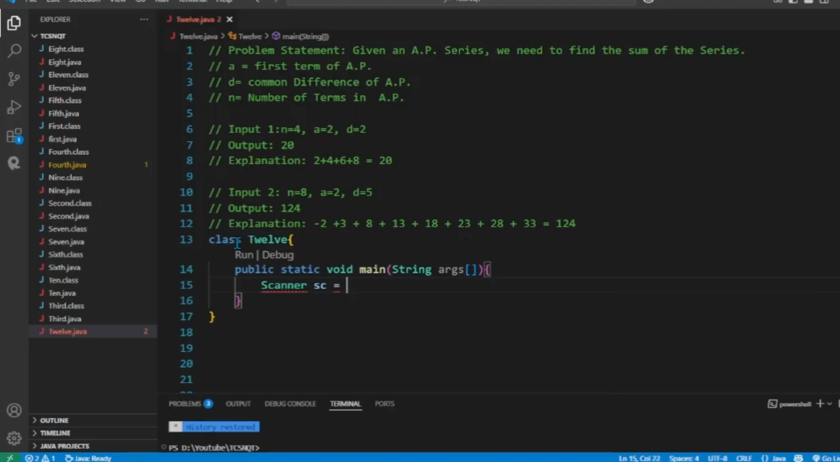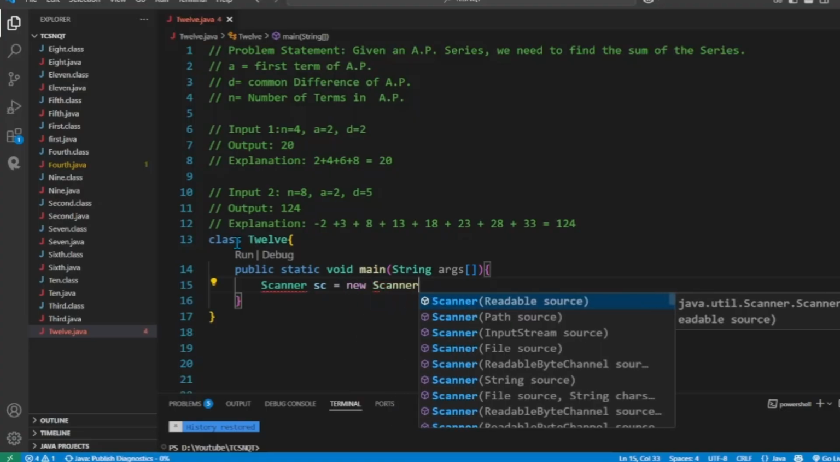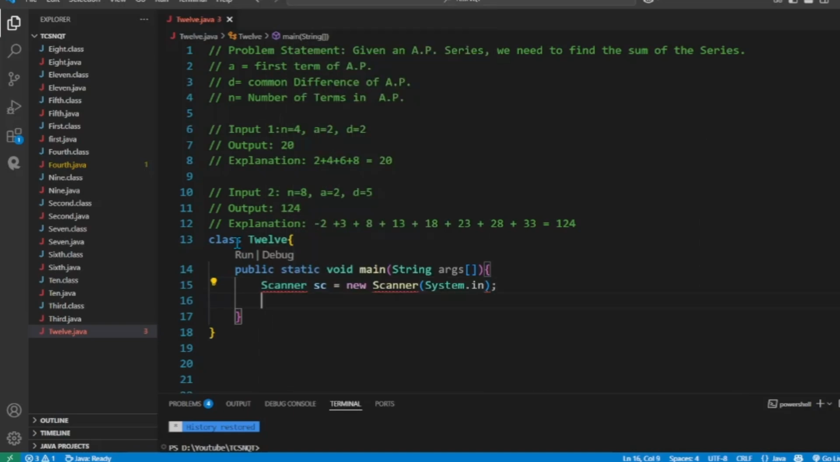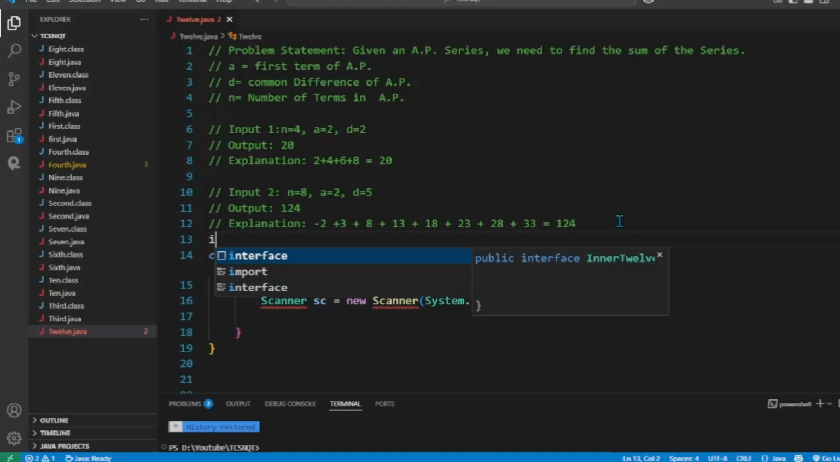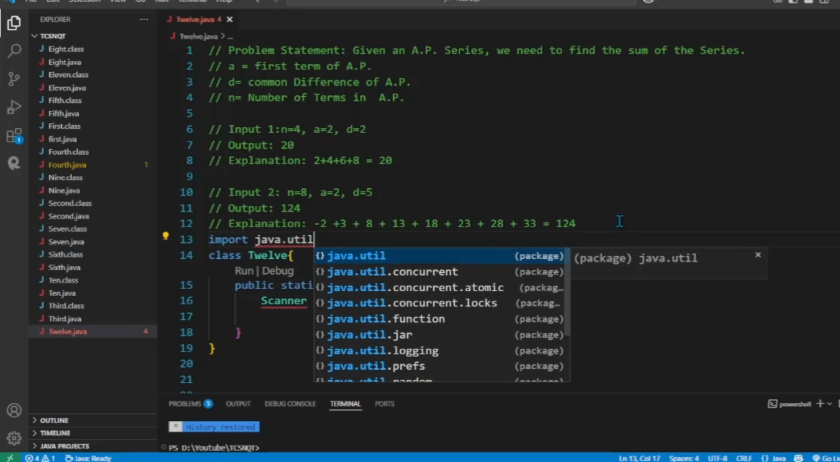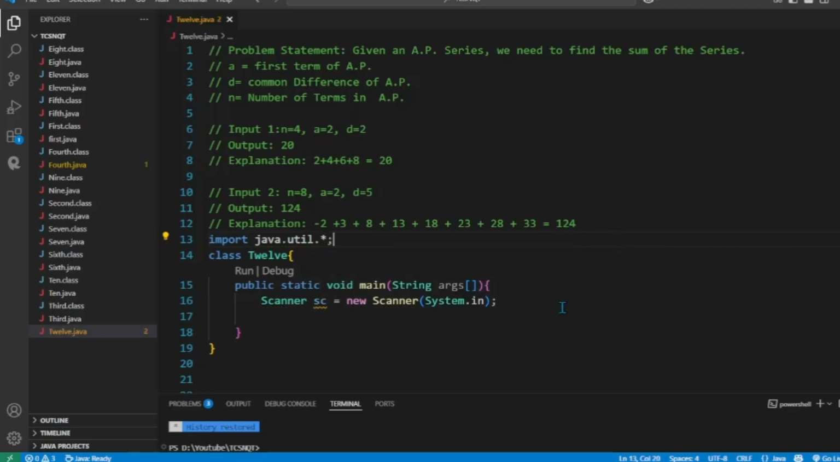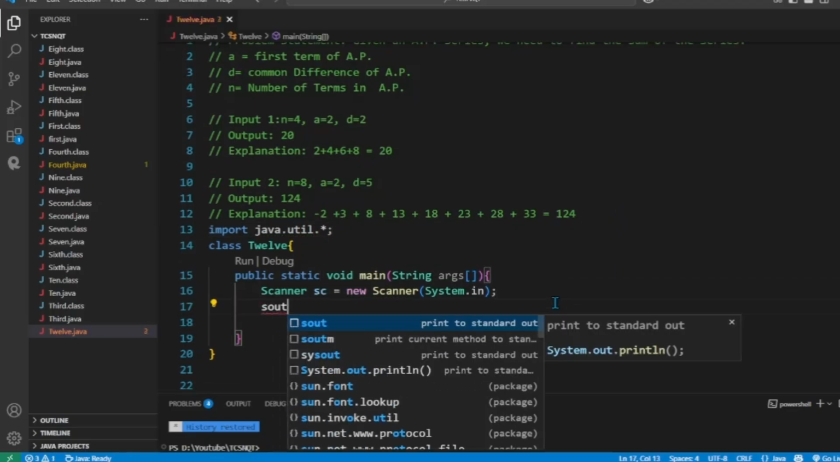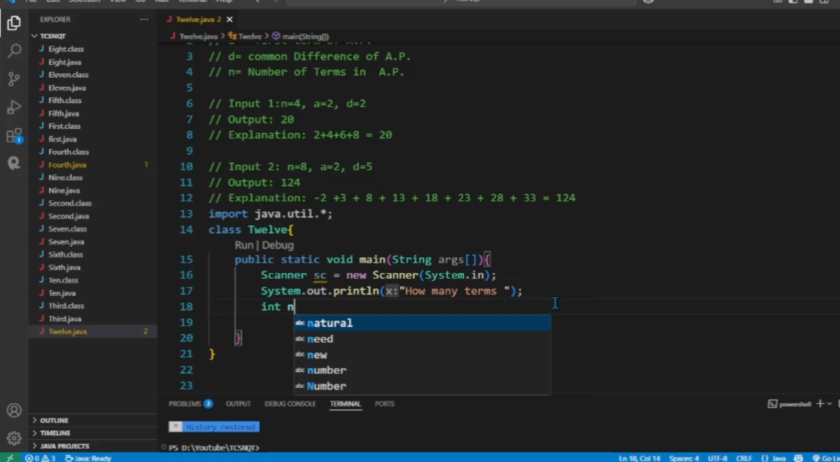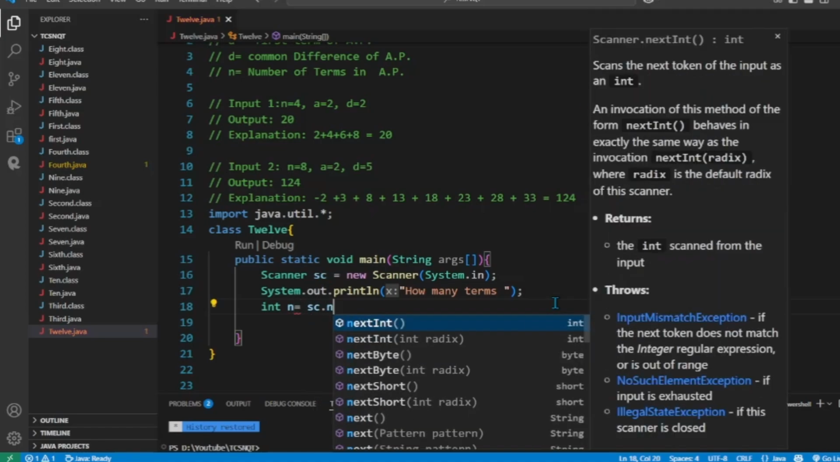Scanner sc is equal to new Scanner(System.in). After that we need to take input values. First we import the java.util.Scanner class. Okay, after that first we input the value of how many terms, so simply give a message, how many terms. After that, int n equal to the number of terms, sc.nextInt.